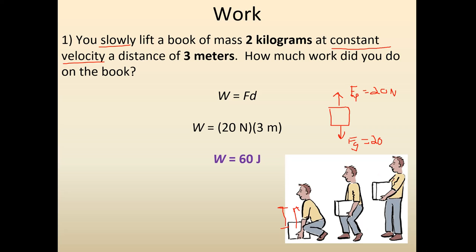And at the very top, when he stops, he does have to apply a force that's slightly lower than 20 newtons. But in total, on average, the person is applying an applied force of 20 newtons throughout the entire thing. So that's kind of where the "slowly" comes in. If it happened quickly, then the difference between the force before and after would actually be much bigger. So that's just a key word that they use.